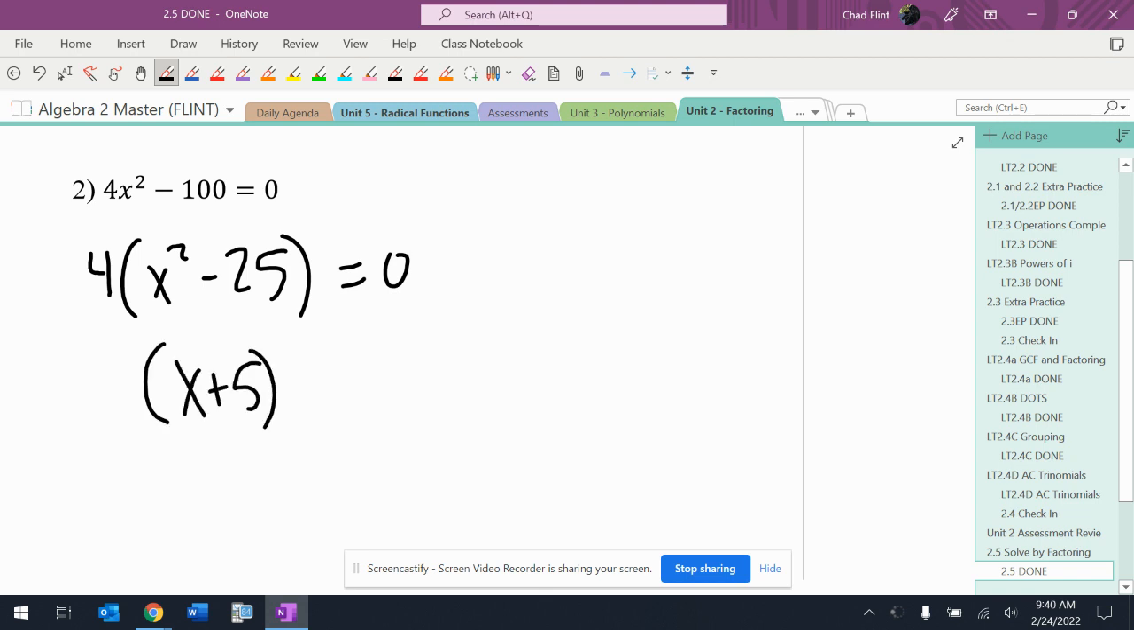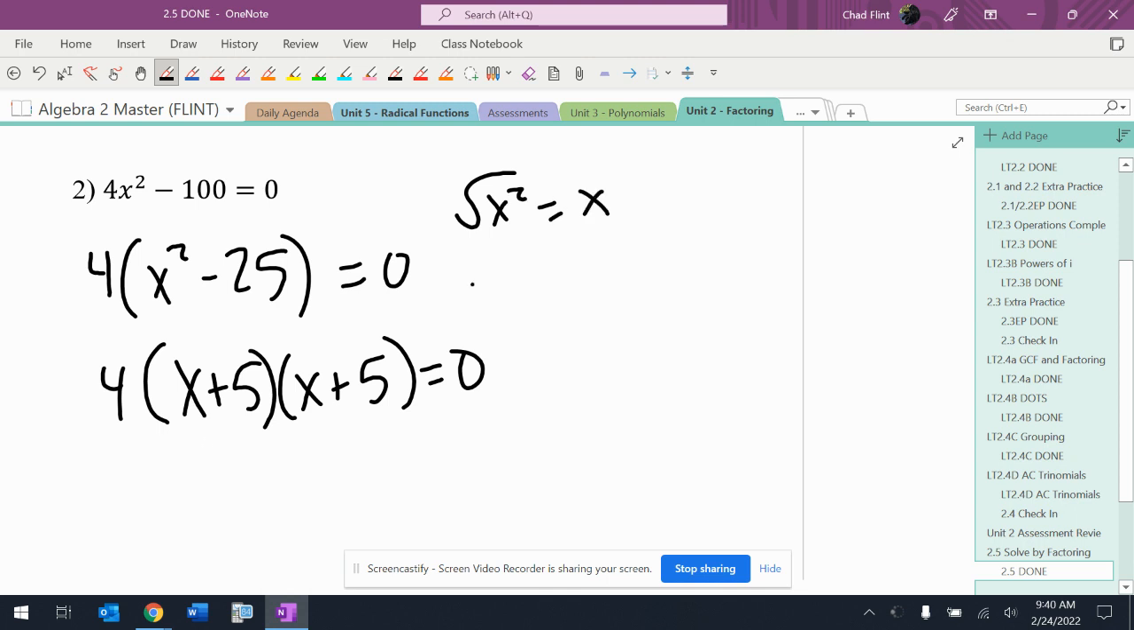And hopefully at this point, you've gotten so that you can just factor difference of two perfect squares like that. Remember, I'm just taking the square root of x squared and I'm getting x. Taking the square root of 25 and I'm getting 5. And then I get an x and a 5 in each parenthesis and a plus and a minus, not a plus and a plus and a minus in there.